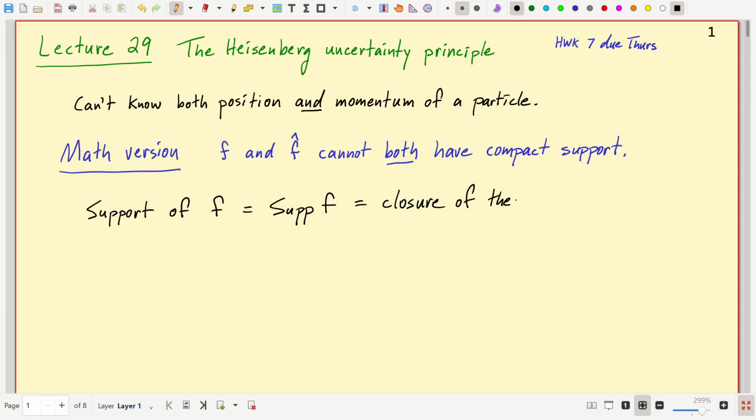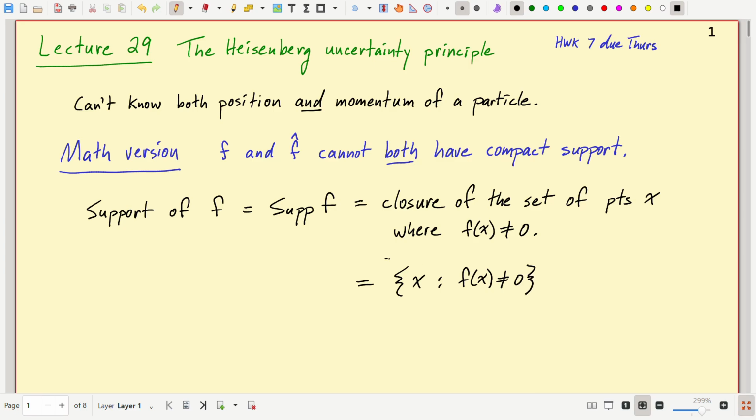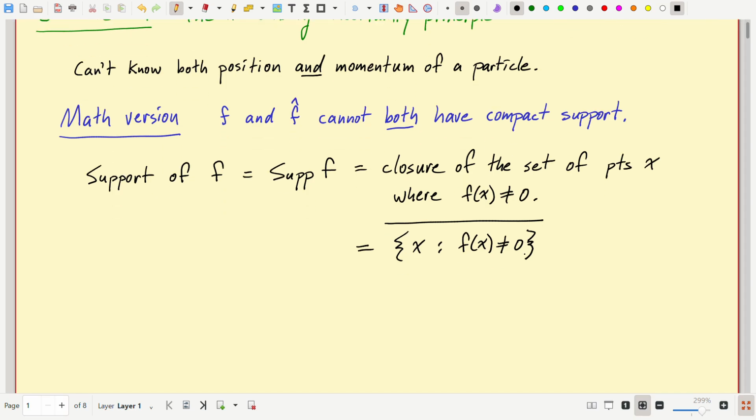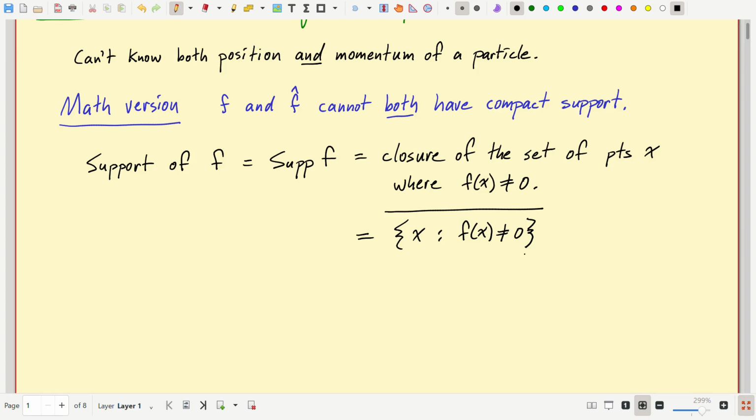Let me see. The closure of the set of points x where f of x is unequal to 0. You could write that in set theory notation as the set of x where f is not equal to 0, and then the symbol for the topological closure of a set is an overline. That's always the closure of something. It's a closed set.